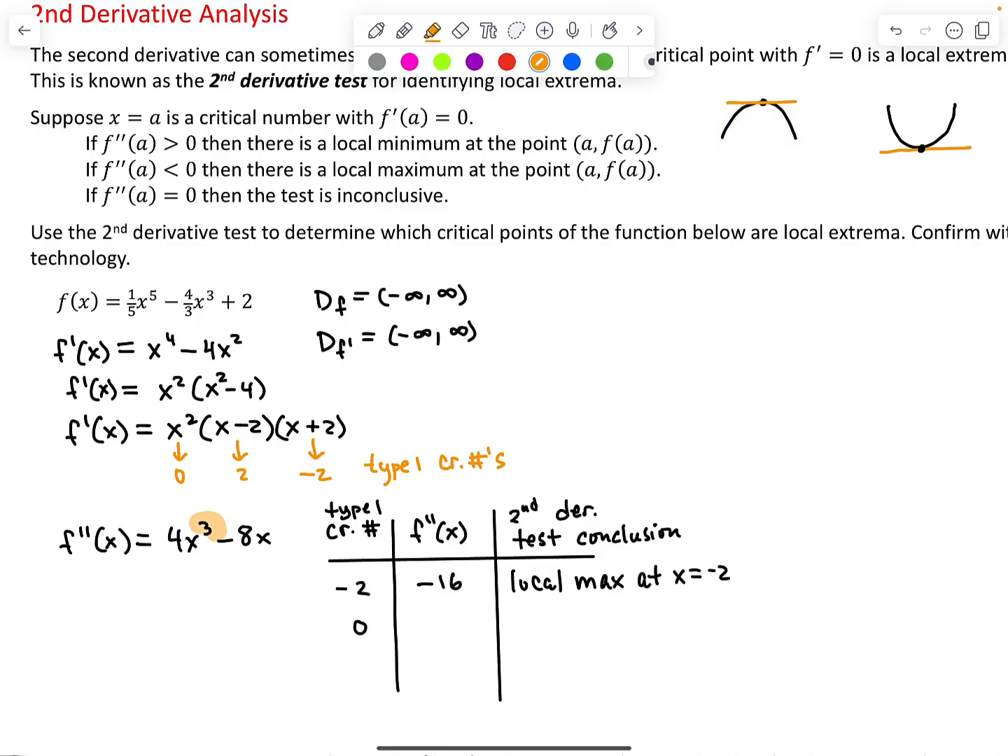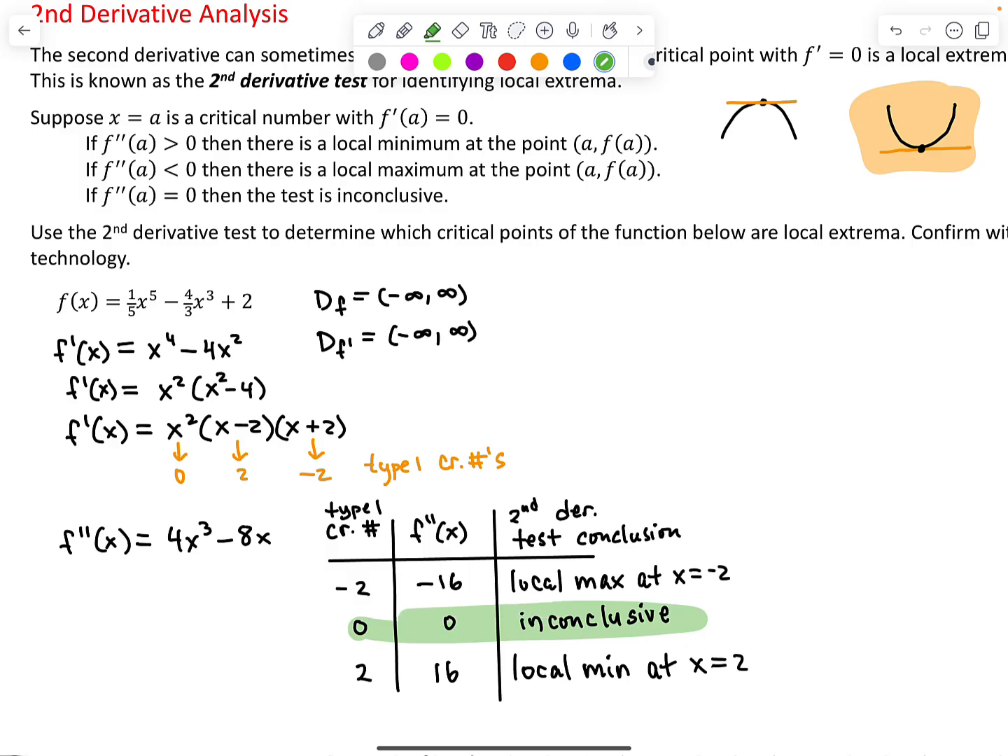The next is 0. Plug 0 into the second derivative, we get 0 back. This is inconclusive as far as this test is concerned. And now let's plug in the largest critical number, 2. 2 cubed is 8 times 4 is 32 minus 16 will give us positive 16. So we have a flat spot in the graph where the second derivative is positive, so that means concave up. That should put into our mind this image, which leads to the conclusion that we have a relative or local min at x equals 2. And this would be as far as the second derivative test can take me.